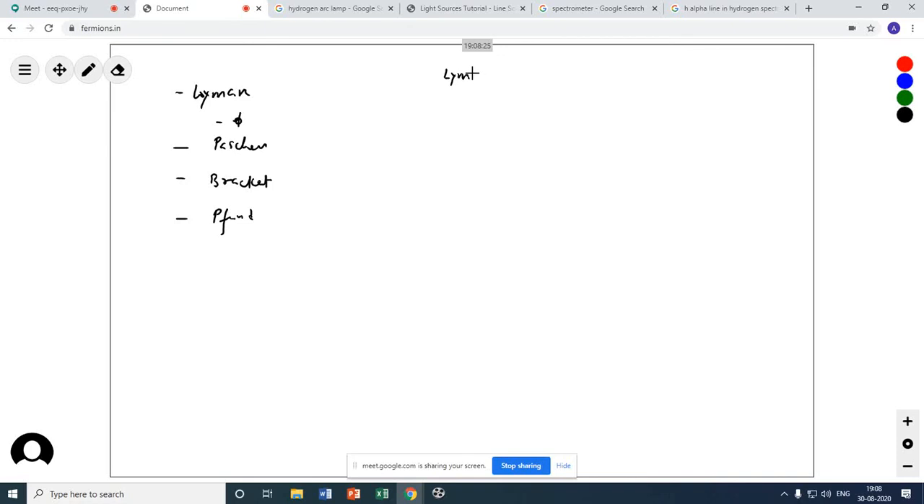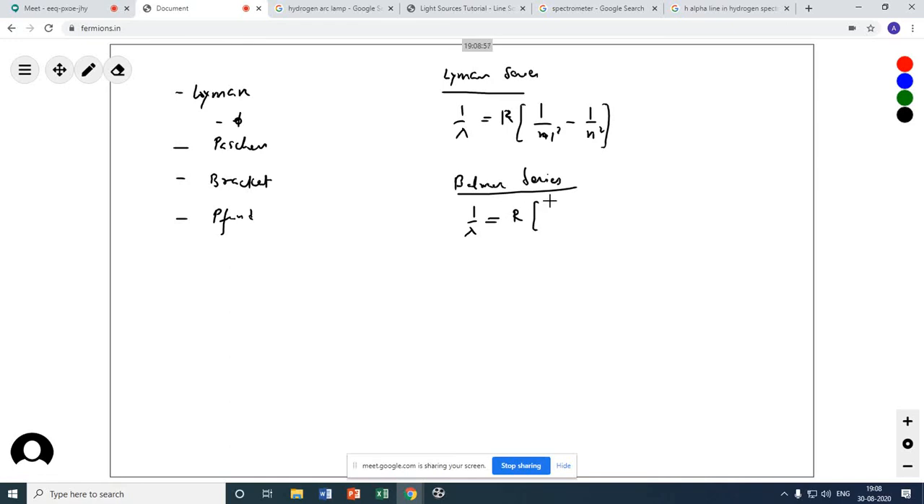So remember, the Lyman series is 1 by lambda equals R times 1 by 1 square minus 1 by n square. Balmer is R times 1 by 2 square minus 1 by n square. I think I will take one more class. More than 50% of this chapter is done. Lyman, Balmer, Paschen.